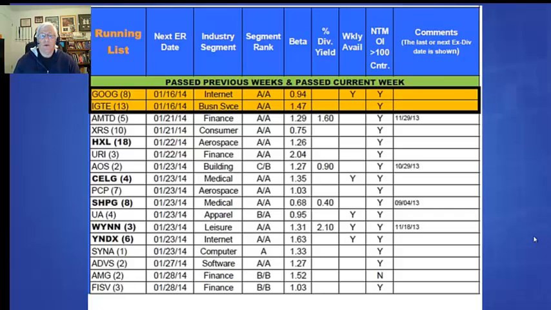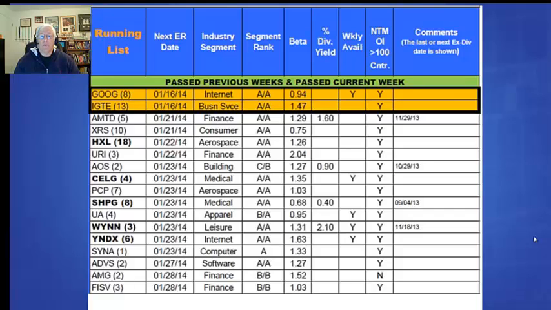Now you'll notice that there are numbers in parenthesis on this first column to the left. Those are the number of weeks that that particular stock has been on our premium stock list. Obviously, the higher the number, the stronger the stock. You'll also note that some of the stocks are in bold. Those are the ones that have passed all screens and are the strongest technically.